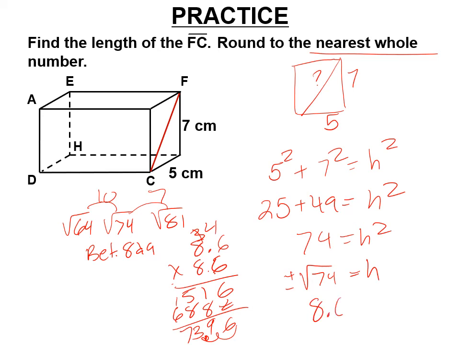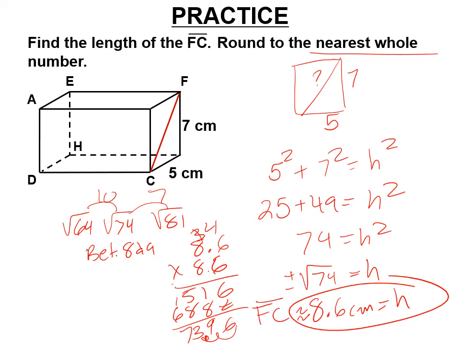All right, so 8.6. We have units here, which I've sort of neglected. And so it's approximately, right? It's an irrational number. It goes on forever, but it's approximately 8.6 centimeters. That red diagonal, FC. Oh, should I label it FC? Line segment FC.